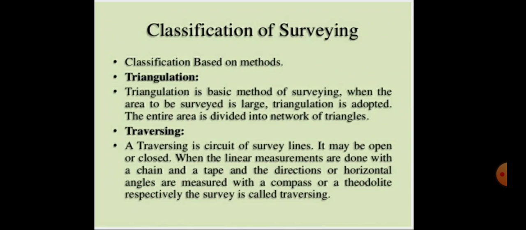Next one is traversing. What is traversing? When you take out the distance and direction both, the angle and the distance of a point or of a line, then that is called traversing. And traversing can be open traverse and closed traverse. Closed traverse means when we start from a point and end at the same point. And open traverse means when we start from a point and end at some other point, that is not the same point. So in traverse you take out the distance and direction both, that is called traversing.